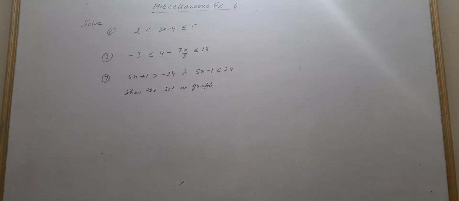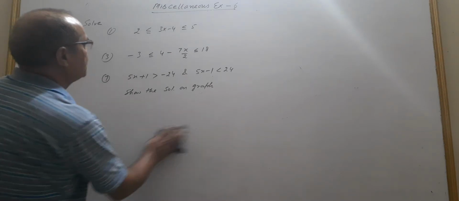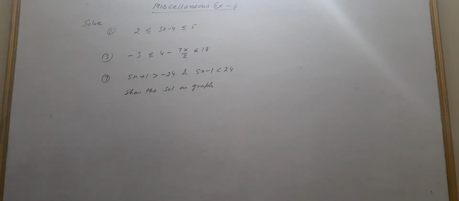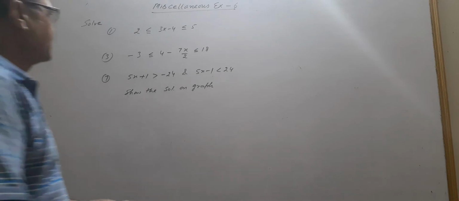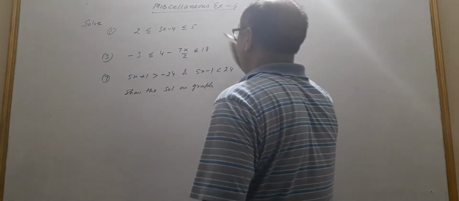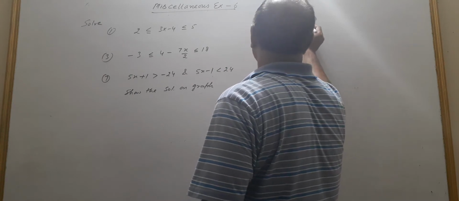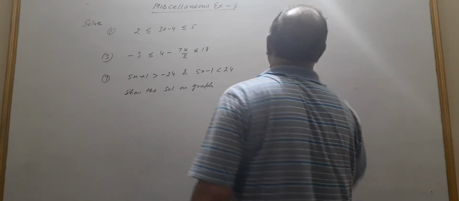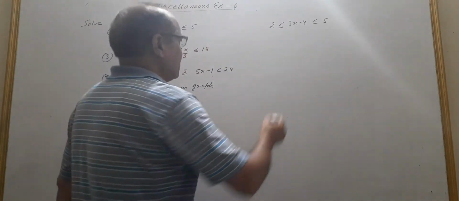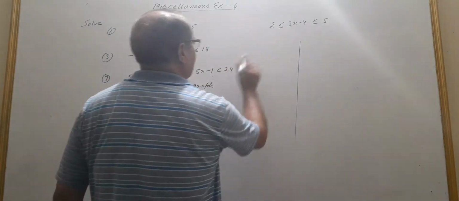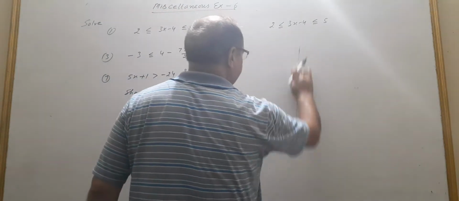Now students, today I will start with the miscellaneous exercise of chapter 6. I start with the first question, which is given as 2 is less than or equal to 3x minus 4 is less than or equal to 5. तो सबसे पहले मैं आपको ये बता रहा हूँ कि इसको कैसे सॉल्व करेंगे.